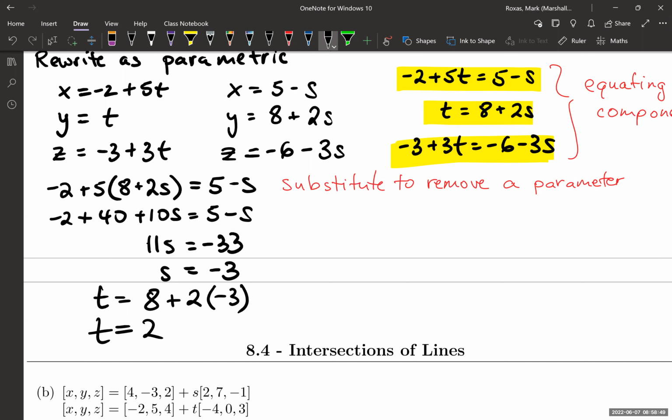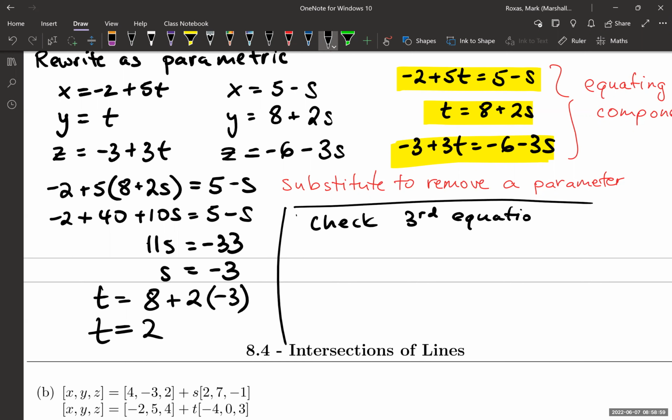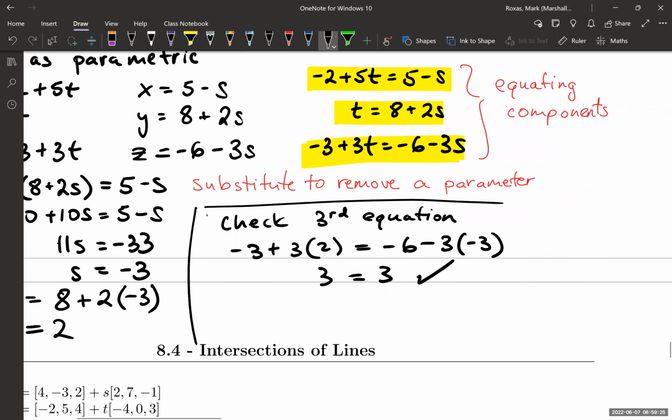Okay. And so check the third equation. And so we're going to do that here. Negative 3 plus 3 times 2 equals negative 6 minus 3 times negative 3. And so the left side is equal to positive 3. The right side is equal to positive 3 as well. So that checks out. That works. So those values of s and t produce an x, y, z that gives us a solution. Okay, so what's the solution?